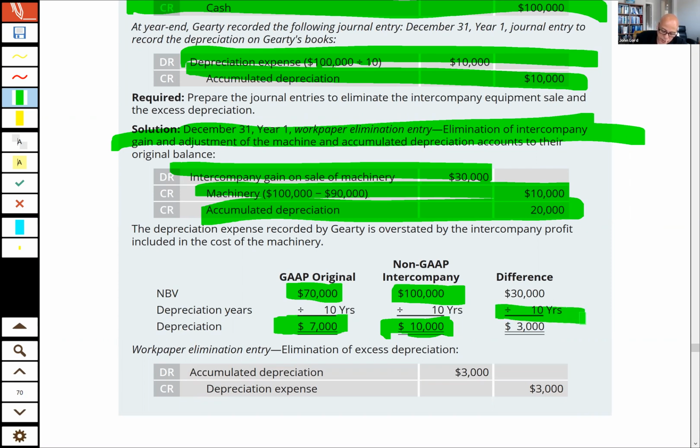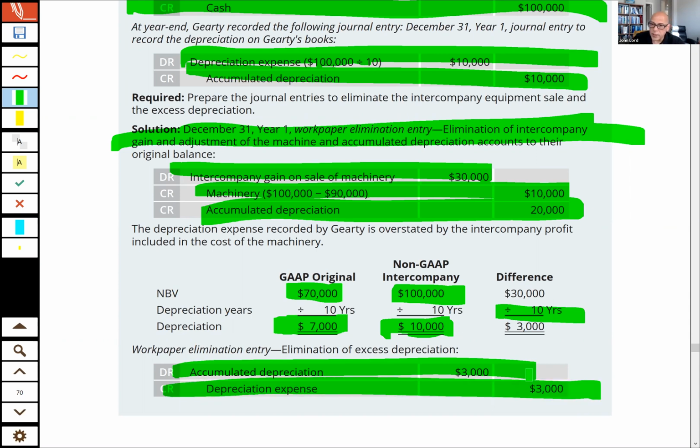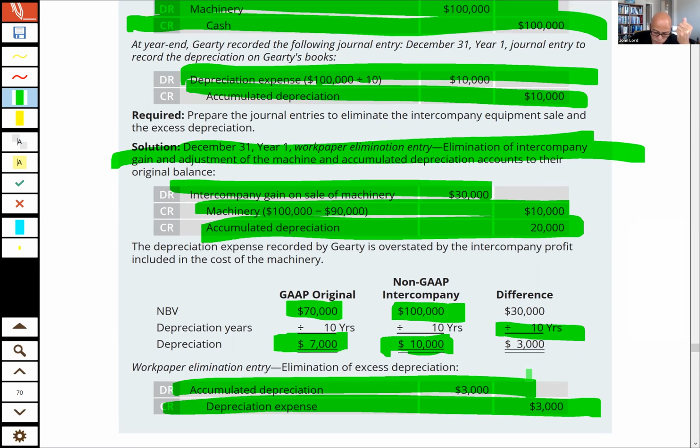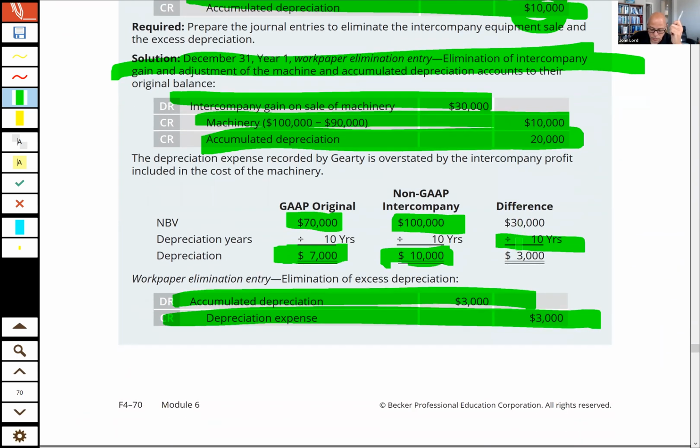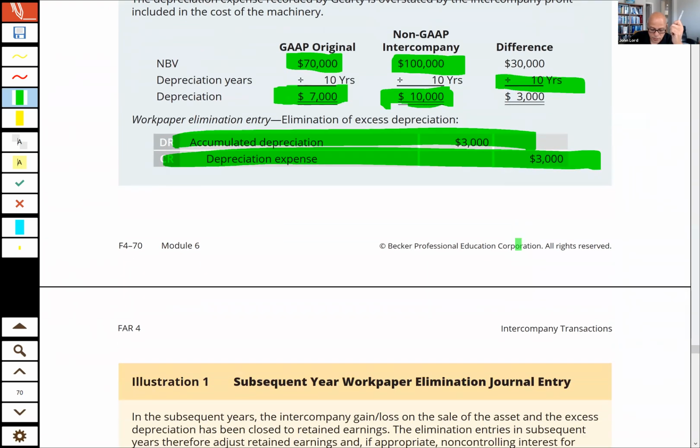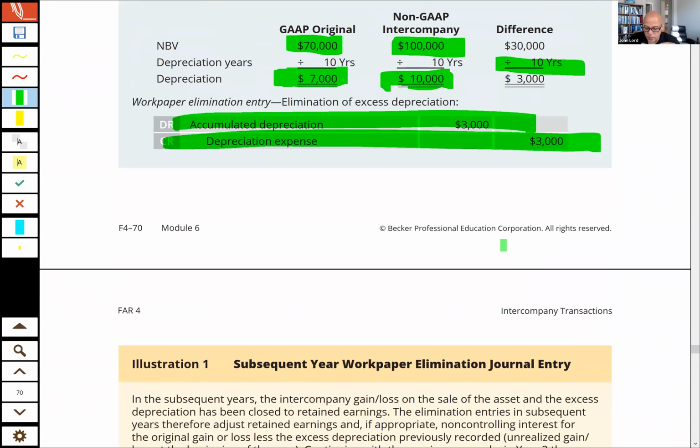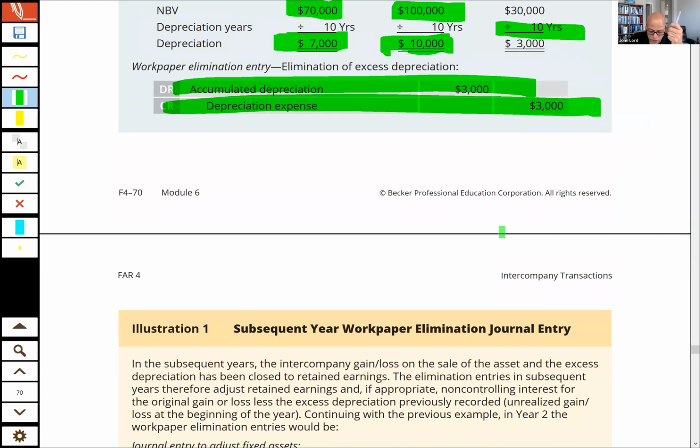So since it was over 10 years, we debit the accumulated depreciation 3,000, and we credit the depreciation expense for 3,000, because depreciation expense is showing 10,000 when it should only be showing 7,000. So we go ahead and make that $3,000 adjustment. Now we say, okay, good. We've got this set. We're showing the right depreciation expense. We're showing the right amount that needs to get added to the accumulated depreciation.